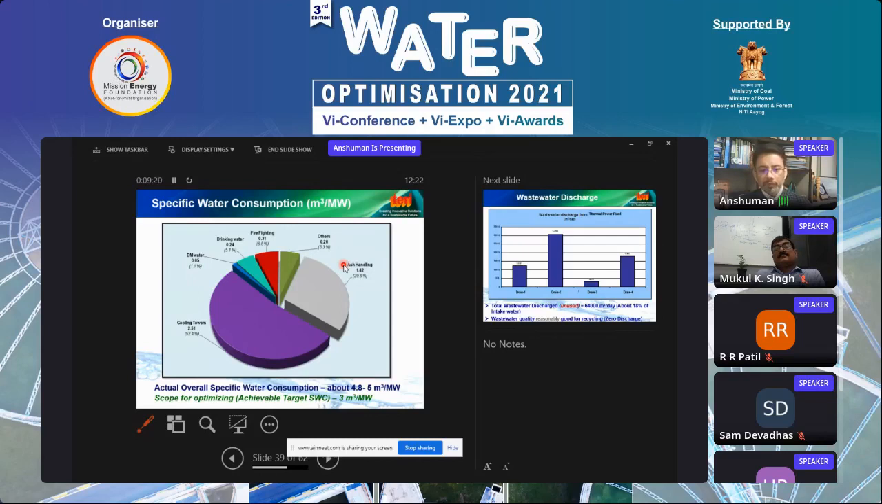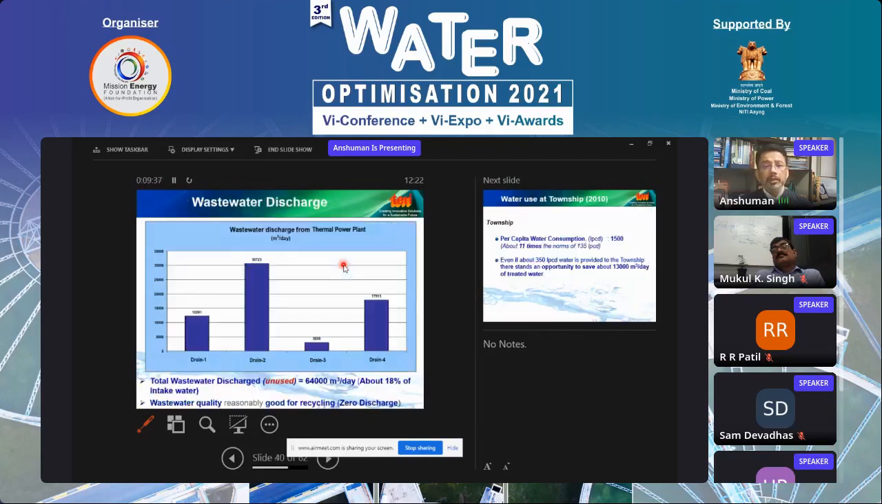Now, when we audited, what we found was that the actual overall specific water consumption in the power plant was between 4.8 and 5 meter cube per megawatt. And the target we set for the power plant was that you can reduce it to around 3 meter cube per megawatt.